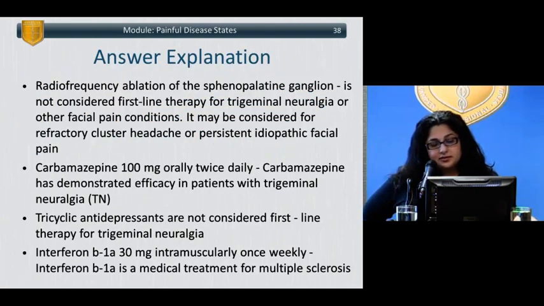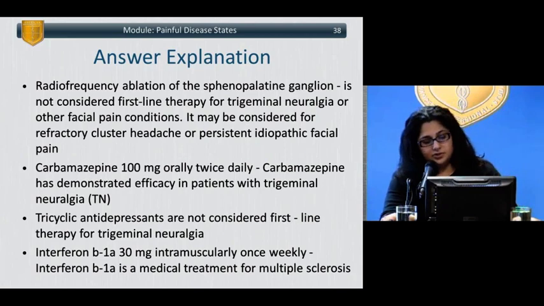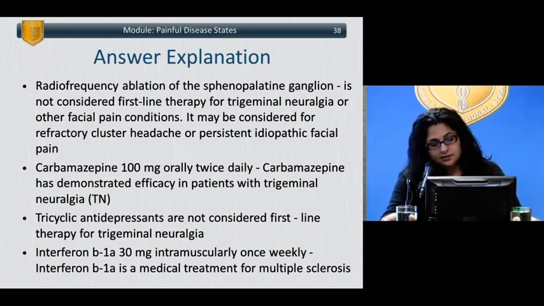What this patient is presenting with is trigeminal neuralgia, and carbamazepine is considered first-line treatment for this pain disorder. A, sphenopalatine ganglion block, is usually not considered first-line treatment for trigeminal neuralgia, but can be considered treatment for other types of atypical facial pain. C, I believe was nortriptyline, which is a type of tricyclic antidepressant, and that is not the first-line treatment for trigeminal neuralgia. D, interferon is a treatment for multiple sclerosis.